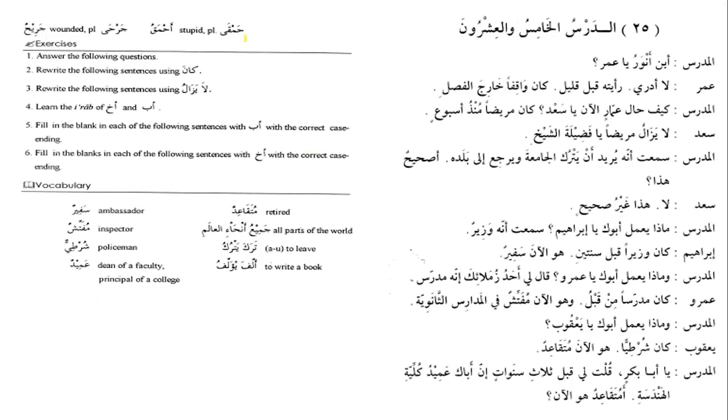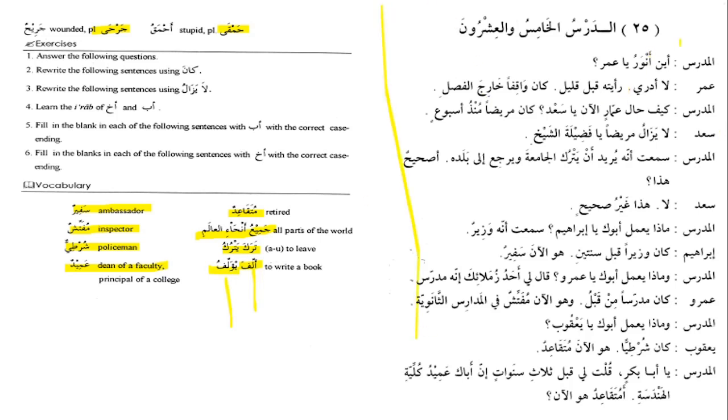So other examples of the plural and the pattern we're talking about are ahmaq, which is hamqa, the plural, which means stupid people. And then jarih, which is an injured person, and the plural is jarha. As for the new words, you have safir, which means ambassador, and mufattish, which means inspector, and shurti, policeman, amid, dean, mutaqa'id, retired, jami'u anhai al-alam, all parts of the world. And then there's a verb, taraka yatruku, to leave something, or to leave a place. And then you have allafa. This is a verb on another pattern. Yu'allifu is to author a book, to write a book.